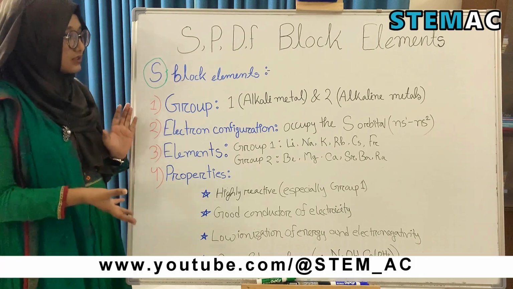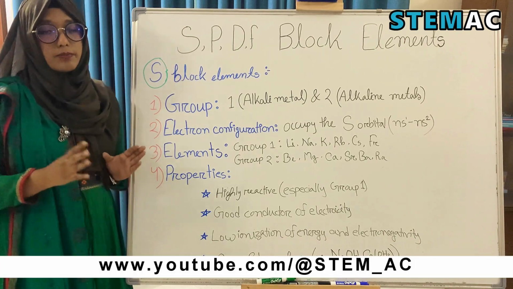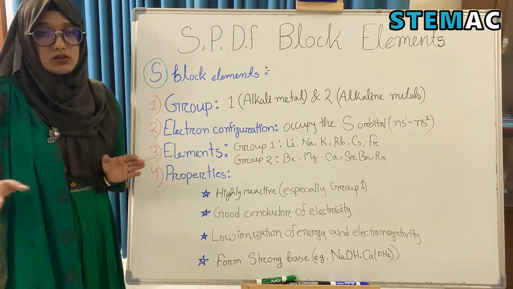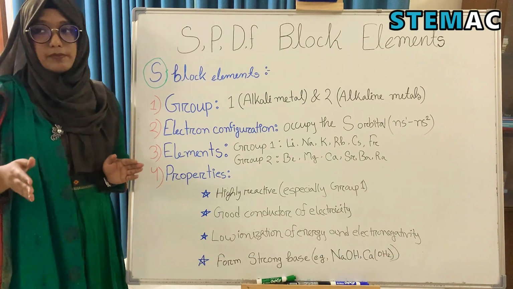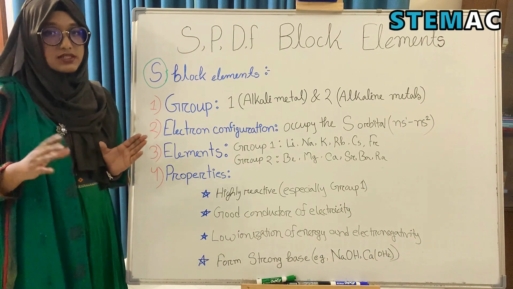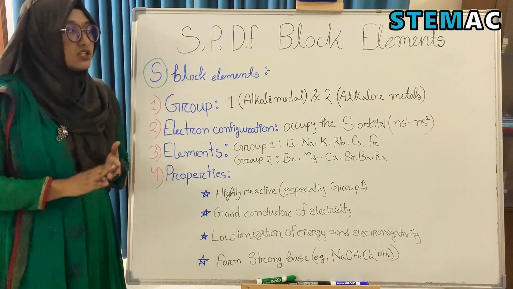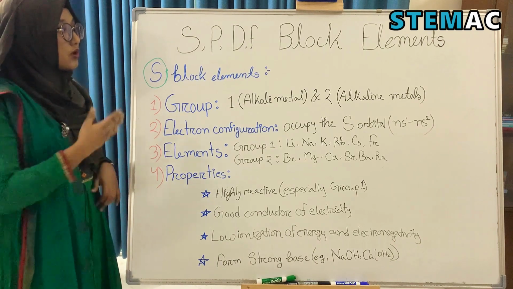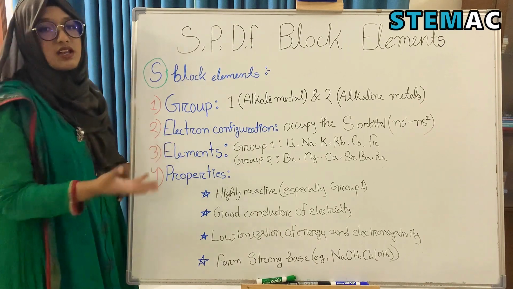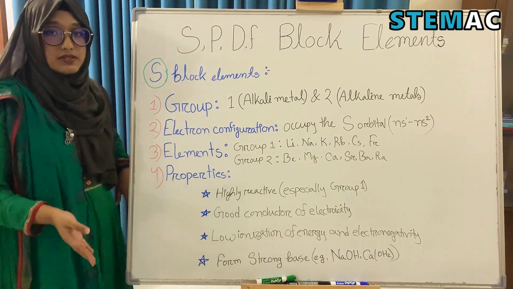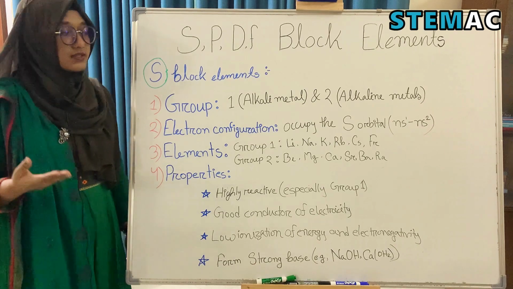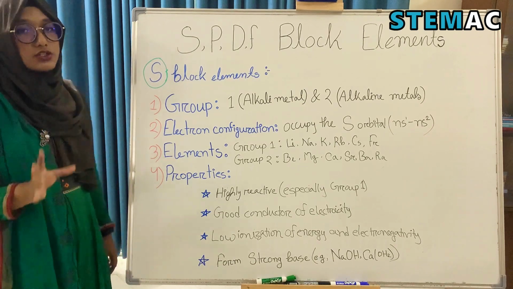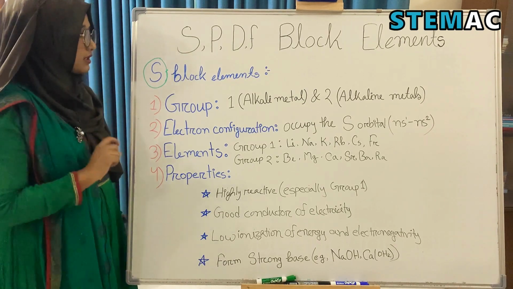And what is this? Those block elements are present in the periodic table, where they are classified on the basis of their outer valence electron shell orbital. So today we're gonna talk in detail about what S orbital block elements are, P orbital block elements, and D and F orbital block elements are. Firstly, we're going to talk about S orbital block elements.